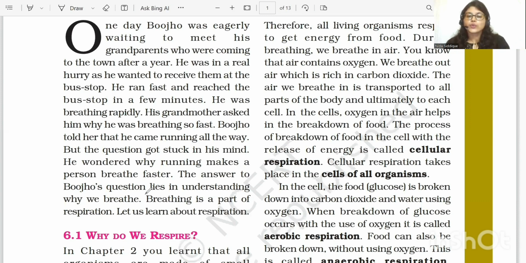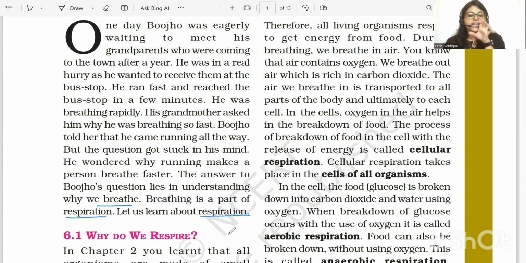The answer to Buju's question lies in the understanding why we breathe. So in order to understand why we breathe faster when we run, we have to first understand why do we breathe. So breathing is a part of respiration. We often confuse breathing and respiration. So whenever anybody asks you, what is respiration? We do not say that it is breathing. Okay, taking in oxygen, giving out carbon dioxide is breathing. Respiration is a whole different concept. Okay, so today we will be learning about respiration.